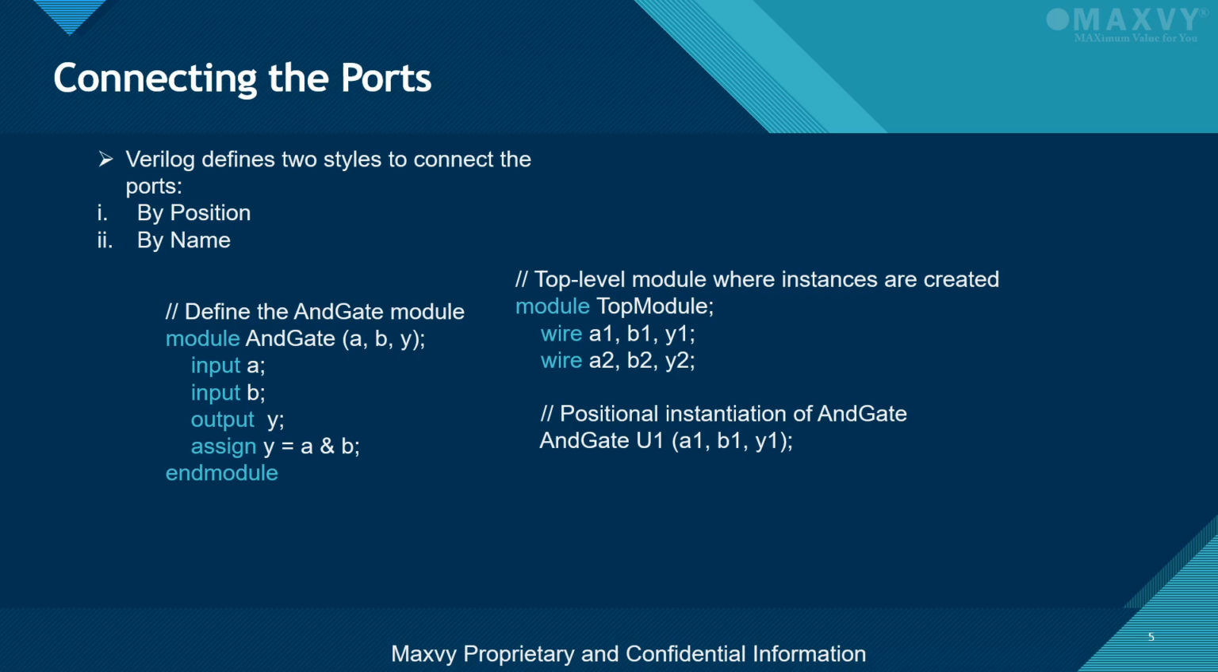This line shows the positional instantiation of the AND gate module. The instance is named U1 and connects the inputs and output in the order that they were declared. Here, A1, B1, and Y1 are connected to the respective ports of the AND gate. This segment demonstrates named instantiation of the AND gate module. Each port is explicitly named and connected, providing clear and readable code. The instance U1 connects A to A1, B to B1, and Y to Y1. This method is particularly useful in complex designs with many ports.